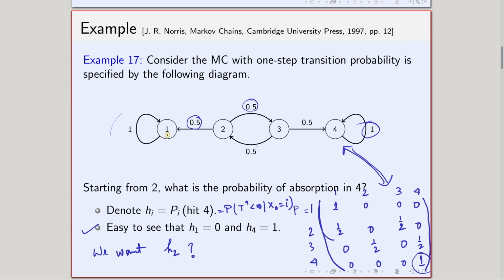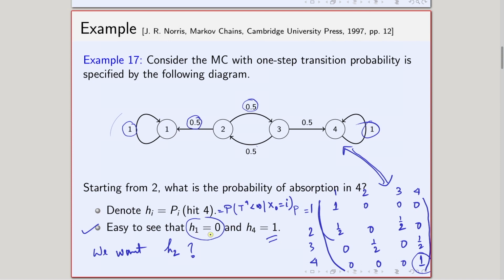Now if I start from 1, I will be in 1 forever, I will not come out of 1 in this case. So clearly H1, the probability of hitting 4 starting from 1, will be 0. Similarly H4 will be 1, because if I am once in the 4, I am already in the 4. So that in finite time I will hit 4 with probability 1. That is why H4 is equal to 1. Okay? So H0 is 0, H1 is 0.